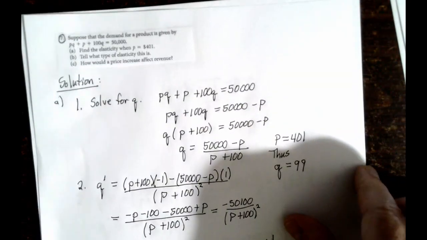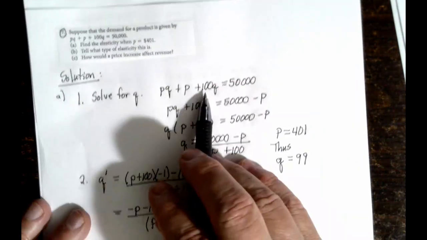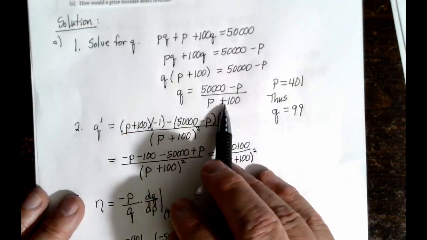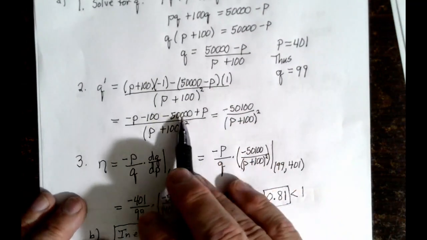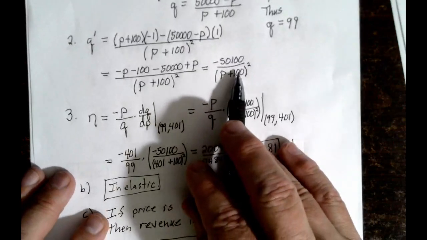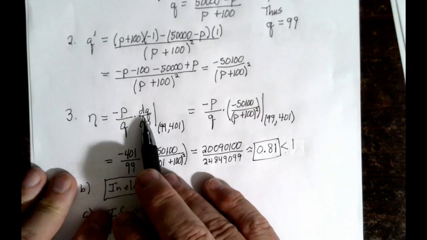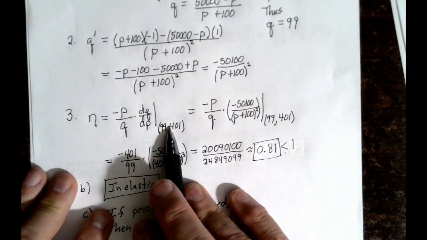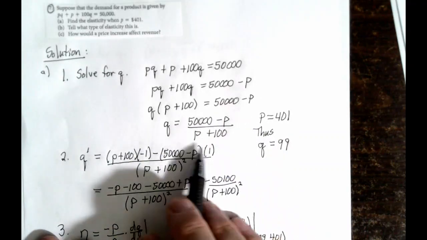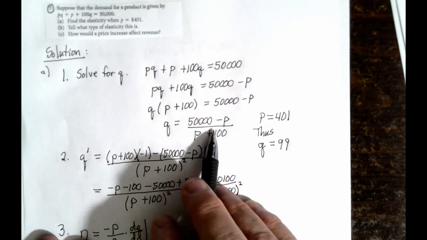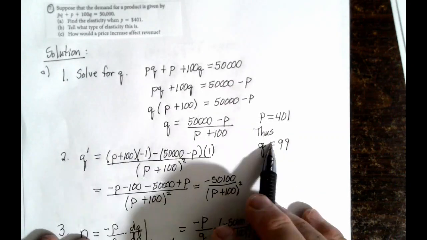Number 7, they give you this guy here and you have to solve it for Q. Alright, now you have to take the derivative of that, and that's the quotient rule. It's a bit complicated. Simplifies down to here. Now that's what you're going to plug in right there, and you're going to use these two values here. Now notice they only give you P is 401. Well, how did I find Q is 99? Well, you plug in 401 here and simplify it, and you get Q is 99.